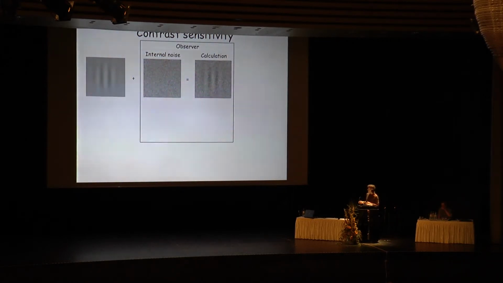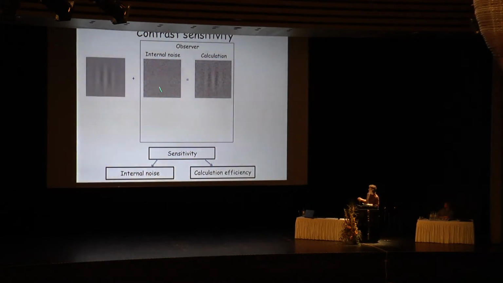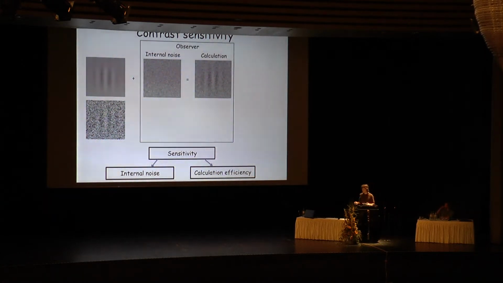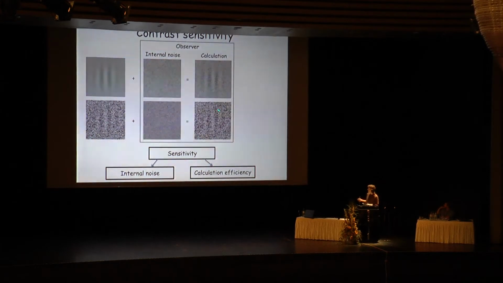So the sensitivity will depend on two factors. You have the internal noise that is added, and you have the calculation efficiency, which is basically the ability to extract the signal from noise. Now we want to measure these two factors, and that's why we use noise. So we present a stimulus which is embedded in external noise, and we do this because when we do so, the internal noise is negligible, so it has no significant impact. So the performance only actually depends on the calculation efficiency.